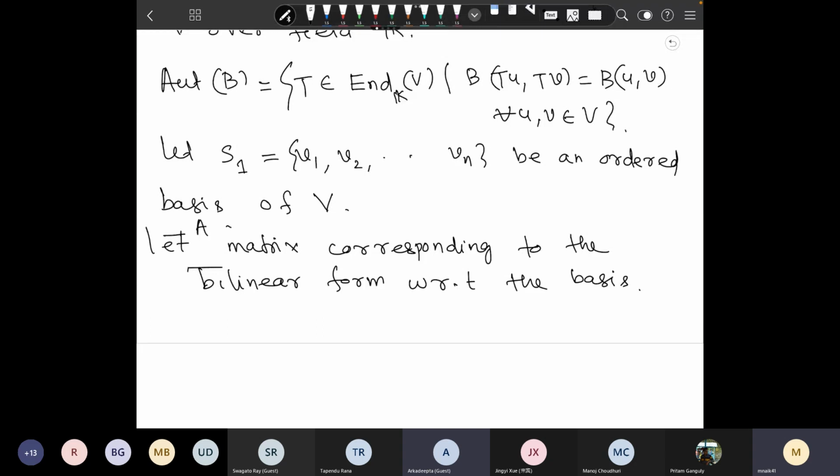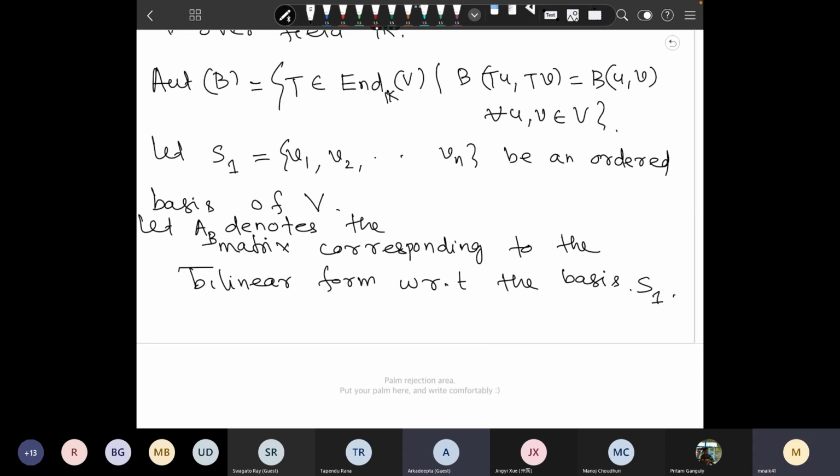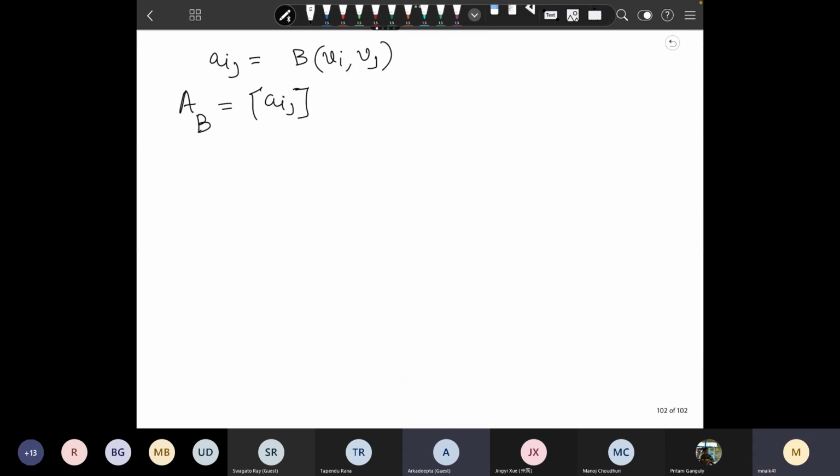Let A denote the matrix corresponding to the bilinear form with respect to the basis S1. Okay, and how is this matrix formed? A_ij equals B of (v_i, v_j), for 1 ≤ i, j ≤ n.